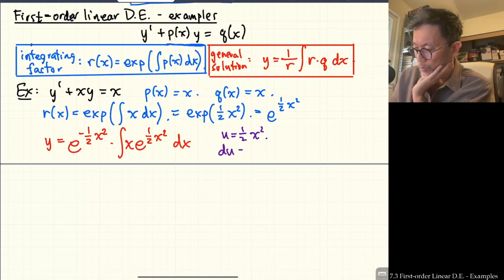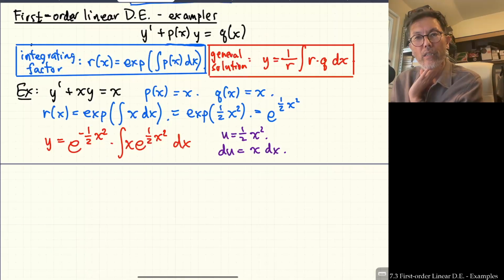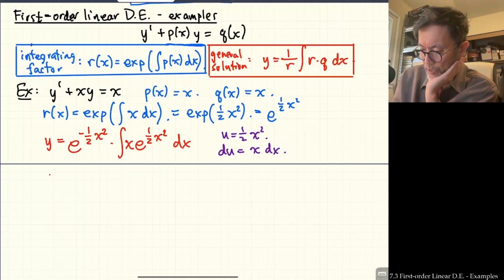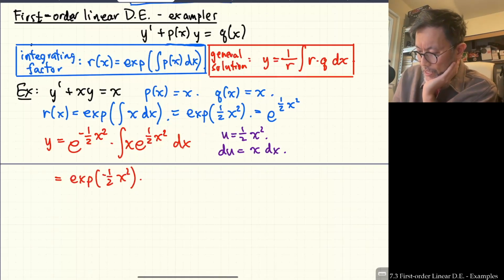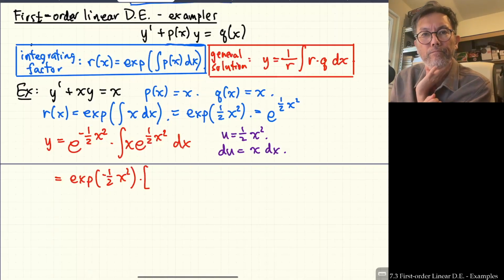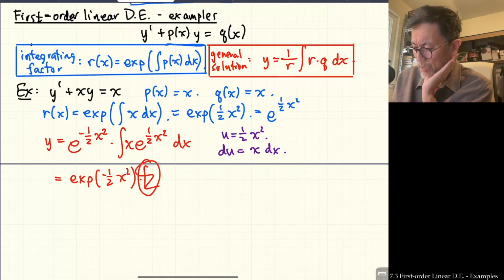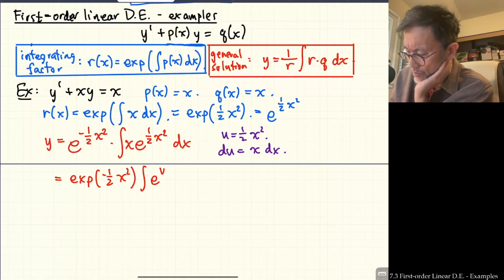Then du is equal to, I think, x dx. All right, and we can continue here. We have exp of negative 1/2 x squared times... Actually, I'm going to go ahead and do the u substitution on this integral, and I get the integral of, I think, just e to the u du.